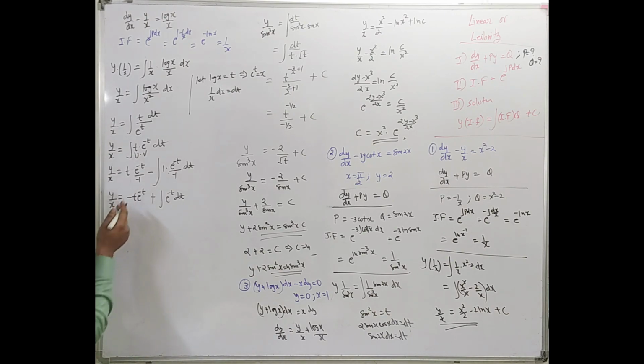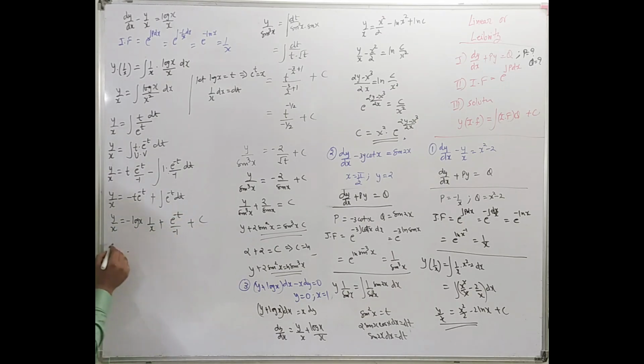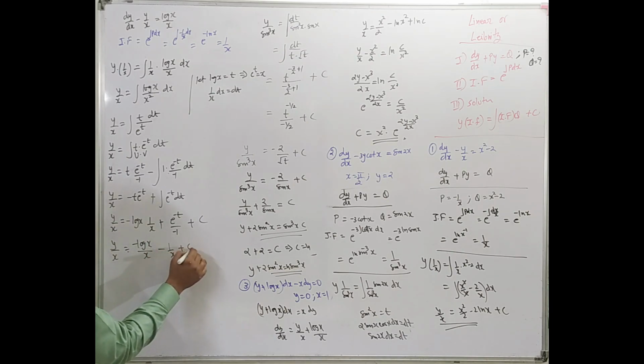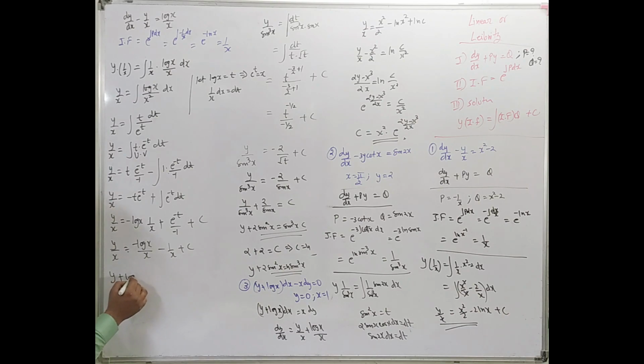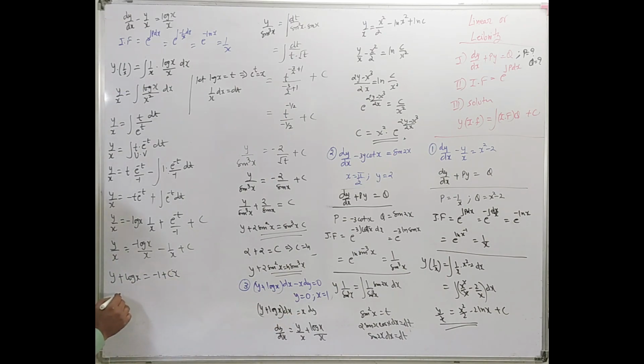So y by x, we can substitute the values of t. Log x, e to the power minus t will be 1 by x, and this integration will be minus 1 plus c. So y by x equals minus log x by x minus 1 by x plus c. So y plus log x will be equal to minus 1 plus cx.